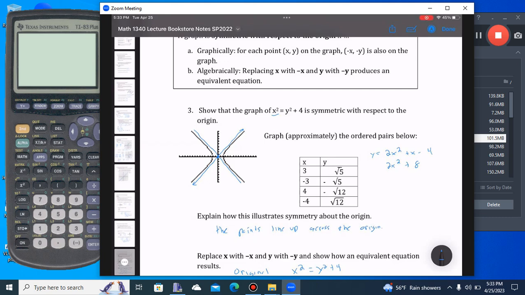If we have y equals 2x cubed minus x, you have two odd powers. They should be symmetrical to the x-axis. And if you have y squared equals x to the fourth plus x squared, well, now we have even powers for both y and x. So it should be symmetrical to the origin.